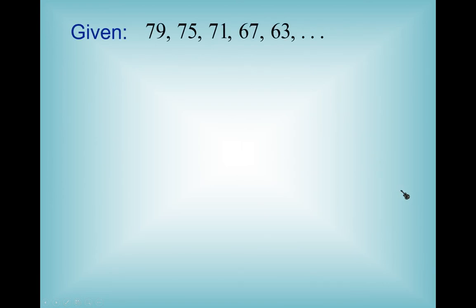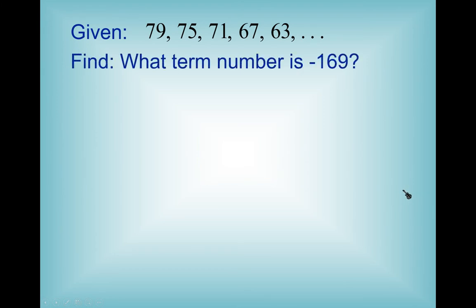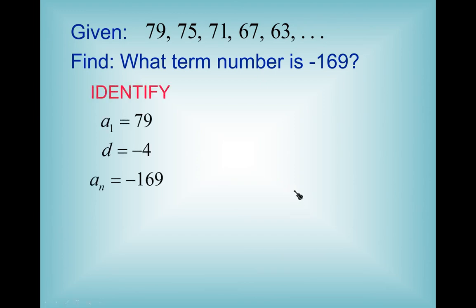Another, 79, 75, 71, 67, 63. What term number is negative 169? So, term number naman ang hanap natin. So, identify natin yung a sub 1, 79. Yung common difference ay negative 4. At ang a sub n ay negative 169. So, hanapin daw natin yung term number niya.